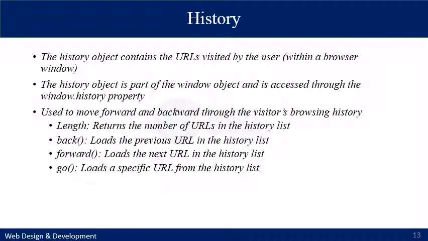The history object contains the URLs visited by the user. The history object is a part of the window object and it is accessed through the window.history property, and it provides some useful properties such as length, which returns the number of URLs in the history list. Back and forward you have already seen, and the go method loads a specific URL from the history list.